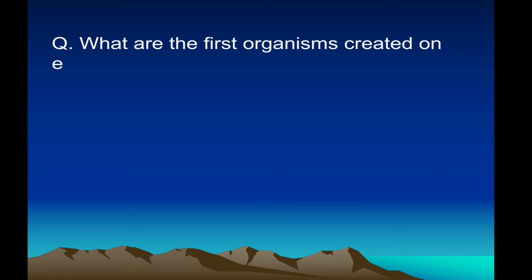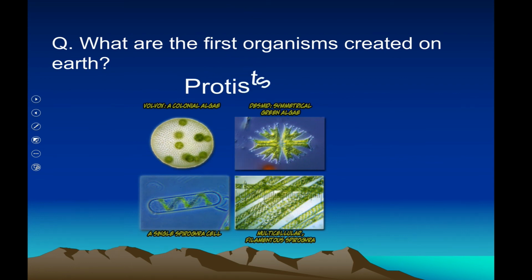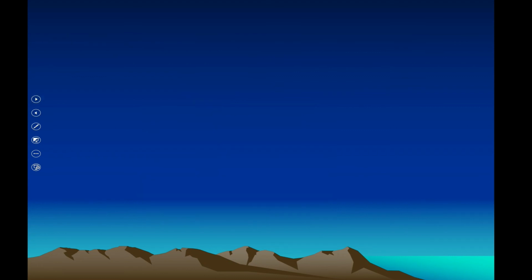Let's make a review of what we gained about the biosphere. What are the first organisms created on Earth? Yes, protists are mainly unicellular organisms, but from these unicellular organisms which have green color, the first organisms were created on Earth. So life began with protists on Earth.